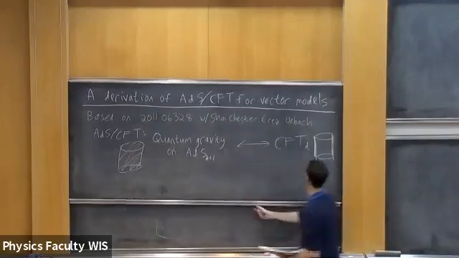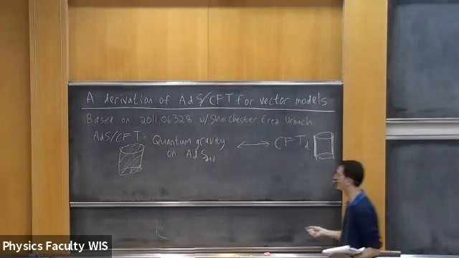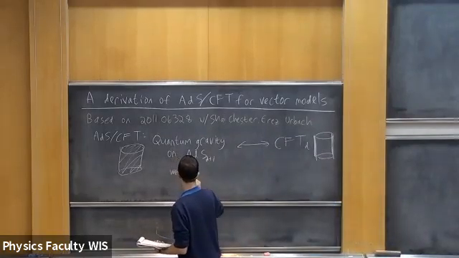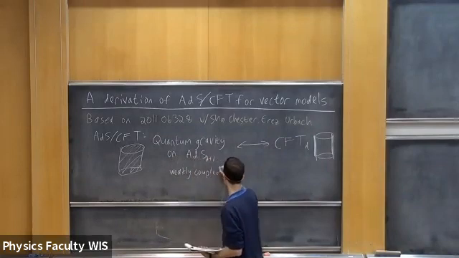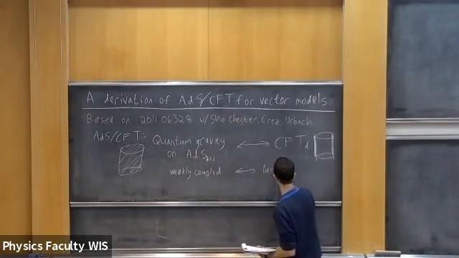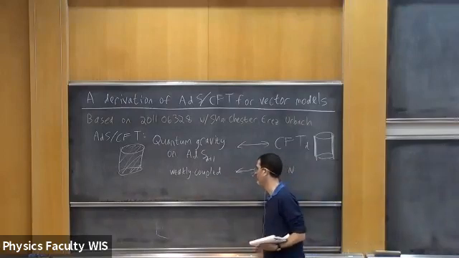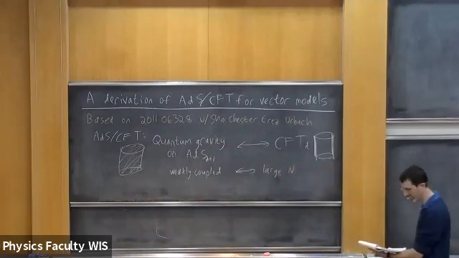Now, this correspondence is best understood in the case where the gravity side is weakly coupled. The limit where the gravity side is weakly coupled is famously related to the large N limit on the conformal field theory side, and 1 over N plays the role of a coupling constant on the gravity side.